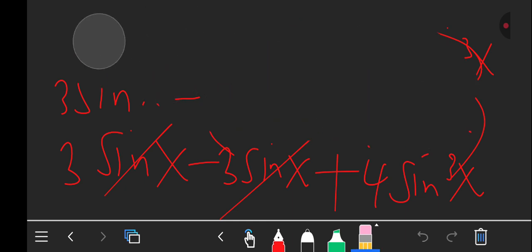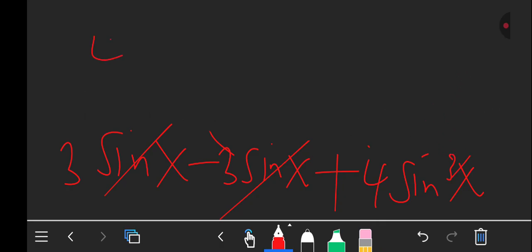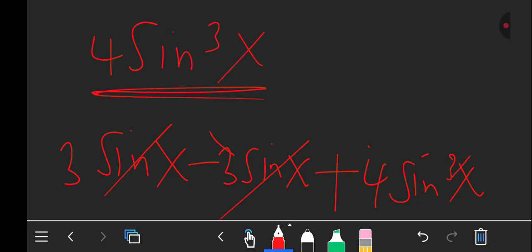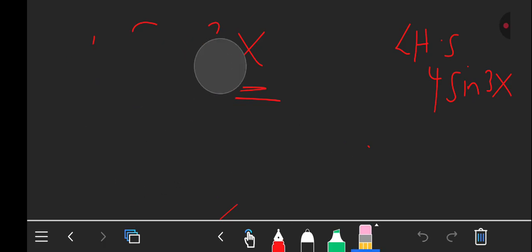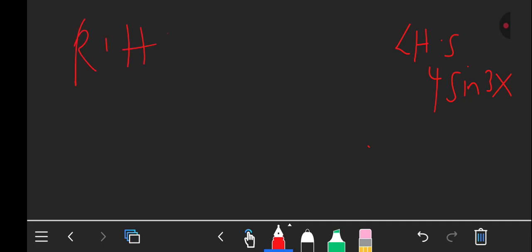So what do we have on the left hand side? On the left hand side we now have 4 sine cubed x. So this is what we have on the left hand side. So let me just write it there to reserve it. So we have 3 sine 3x, 4 sine 3x, okay. So now let's do the right hand side. So we are now doing the right hand side.